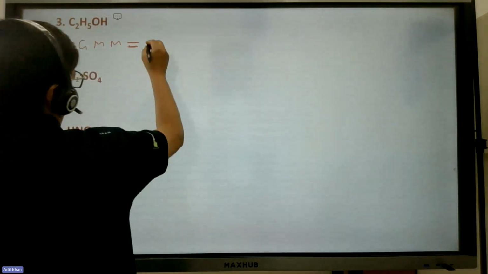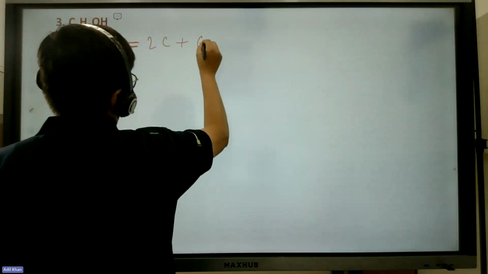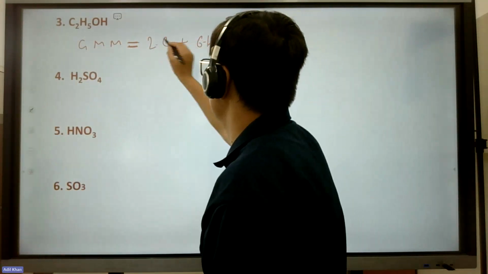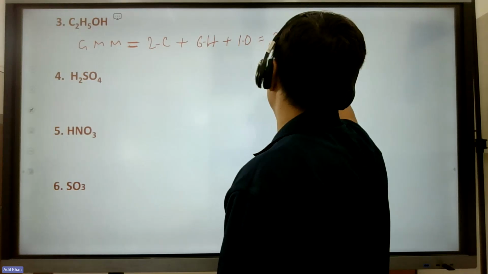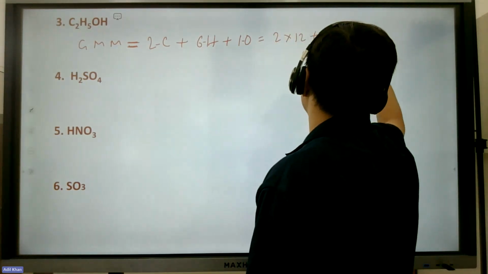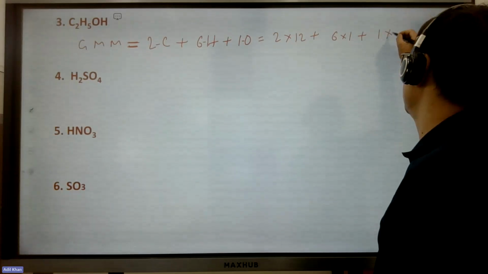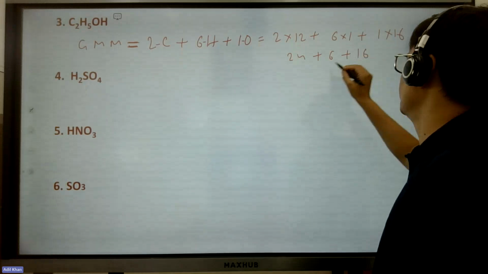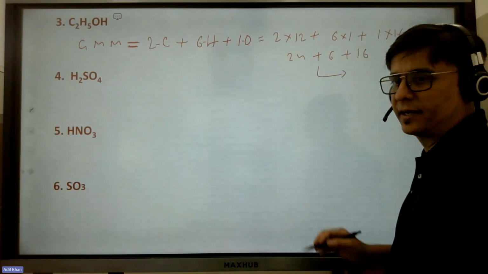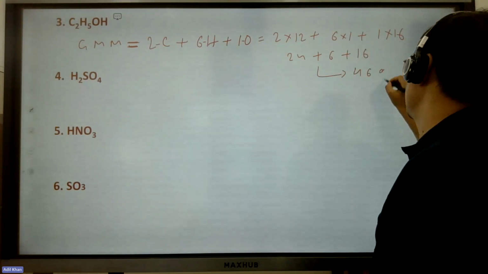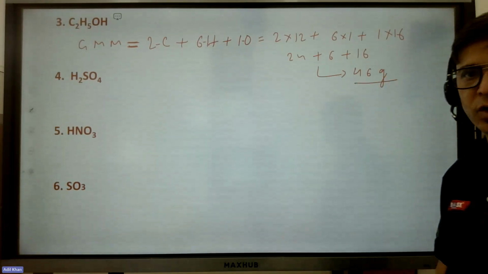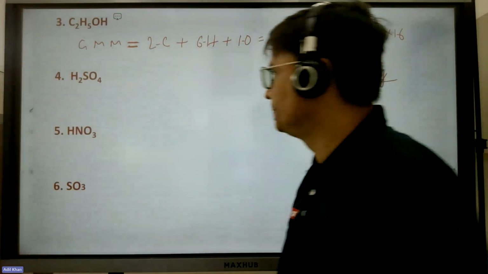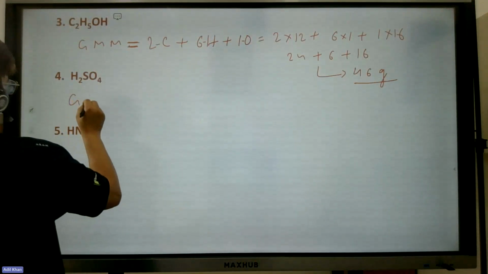So gram molecular mass, you have 2 carbons, 6 hydrogens, and 1 oxygen. Carbon is 2 into 12. Hydrogen is 6 into 1. And 1 into 16 for oxygen. So 24 plus 6 plus 16. 24 plus 6 is how much? 30. And 16, 46 gram, if I am calculating gram molecular mass. I hope you got this. Correct now? Now let's calculate for H2SO4 gram molecular mass.